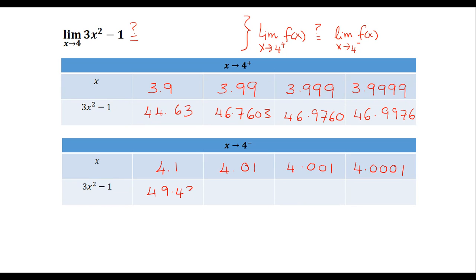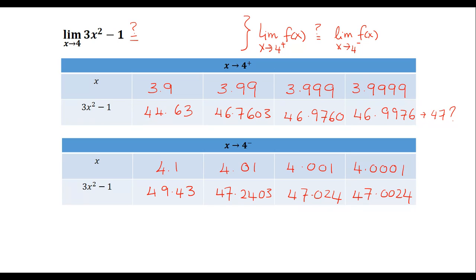Okay, so these are my values when I put my number inside the function. And you can see over here the same thing happens. It's just that the number is a little bit different, but as you look more carefully, you can see from my upper table, 46.9976, I think it will converge to 47, right?